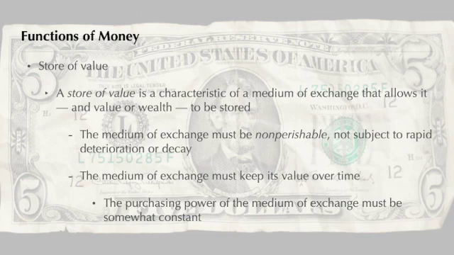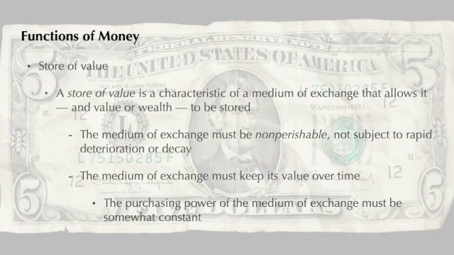A third function of money is that it can be saved or stored for later use. For money to serve as a store of value, two conditions must be met. First, the money must be non-perishable. That is, it cannot rot or otherwise deteriorate while being saved. Would steak make a good store of value? Probably not, because the steak would spoil.